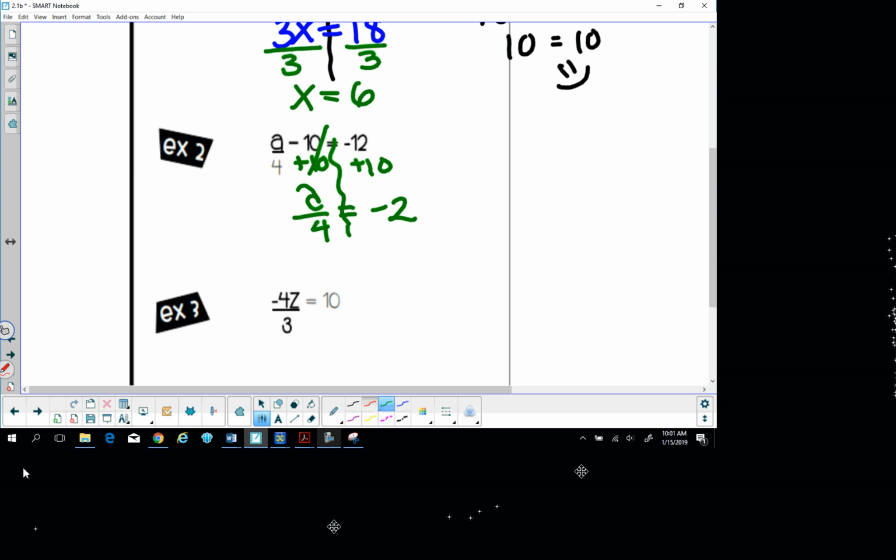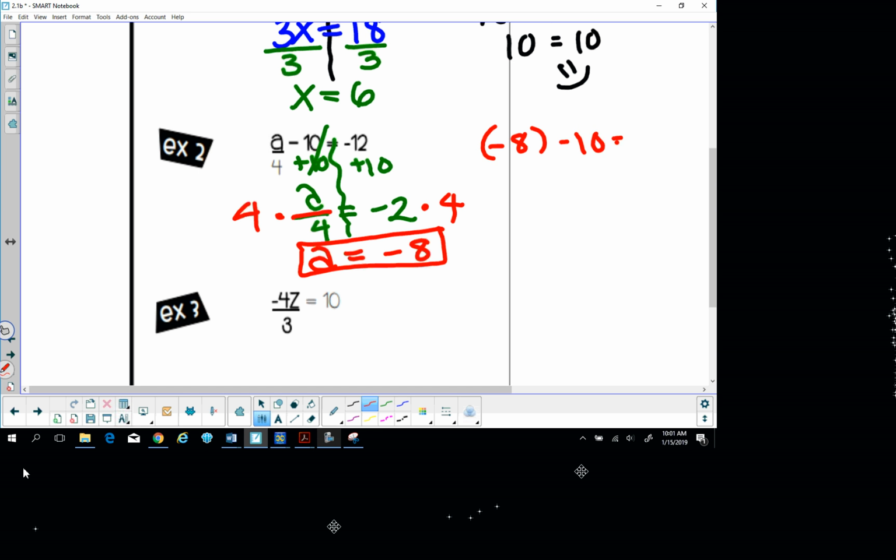Now, how do I get rid of that 4? What's the opposite of dividing by 4? Multiplying. And so when you do that, you get a equals negative 8. Cool. And to check it, we can plug it back in. When we do that, I get negative 2 minus 10, and it ends up working out.